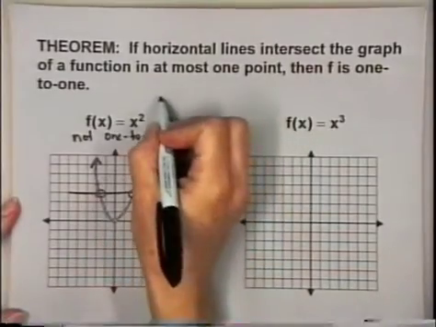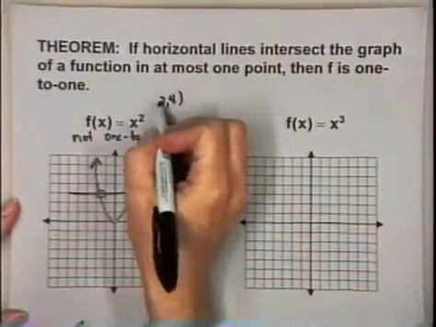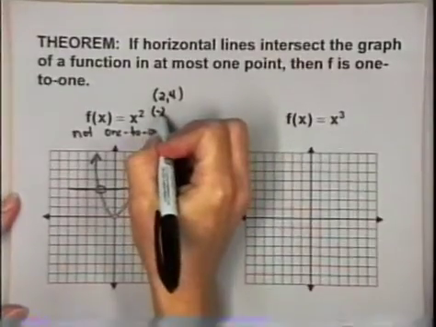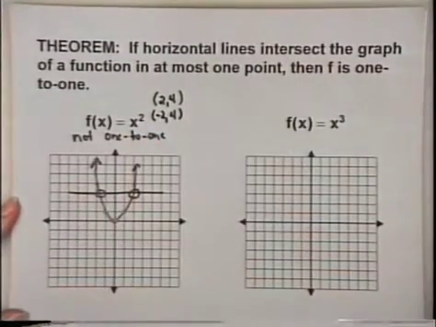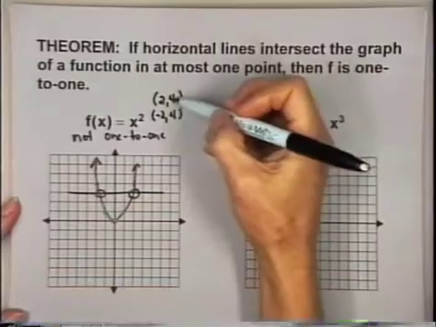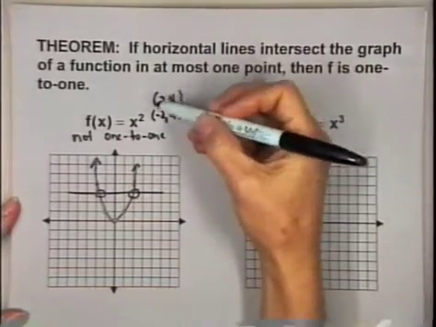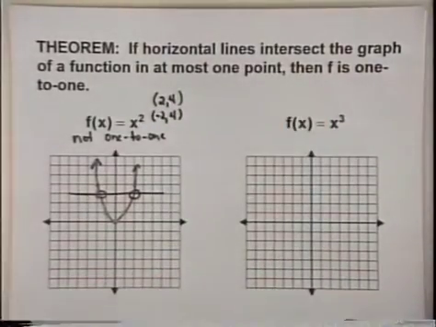In other words, I have the ordered pair, for instance, 2, 4. I also have the ordered pair negative 2, 4 on this graph, don't I? So the same y value has two different x values. This function is not 1 to 1.